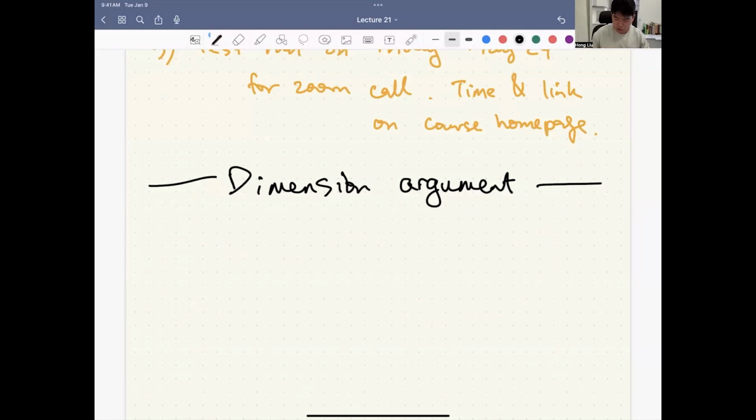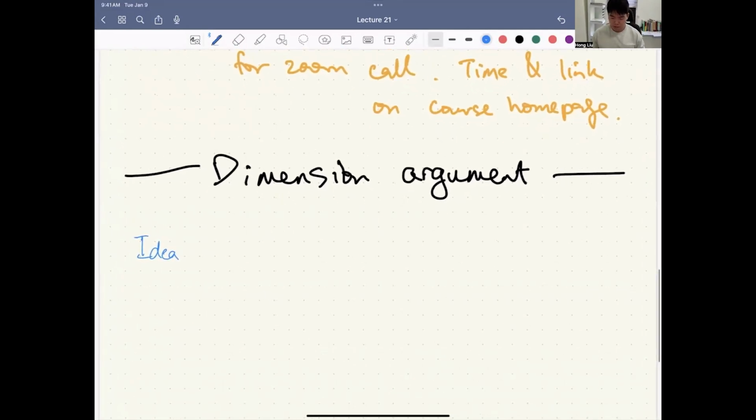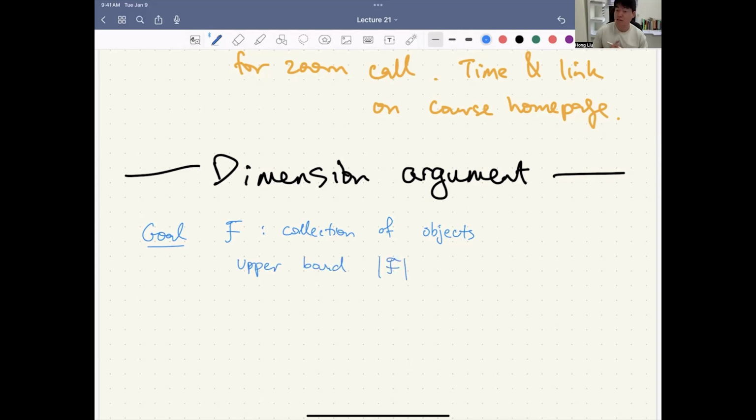We stated it last time, so let me state it again. Let me say the idea again for this. So the idea is, our goal is you have some collection F, a collection of some objects, right? And our goal is to upper bound its cardinality. How many things in this family?